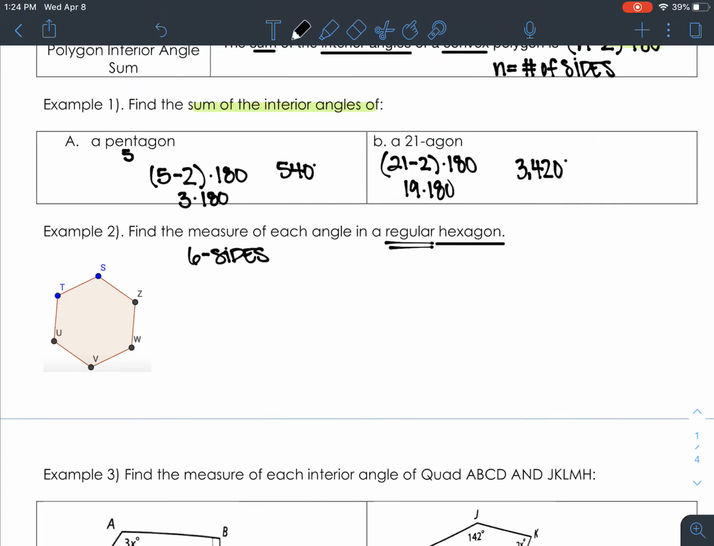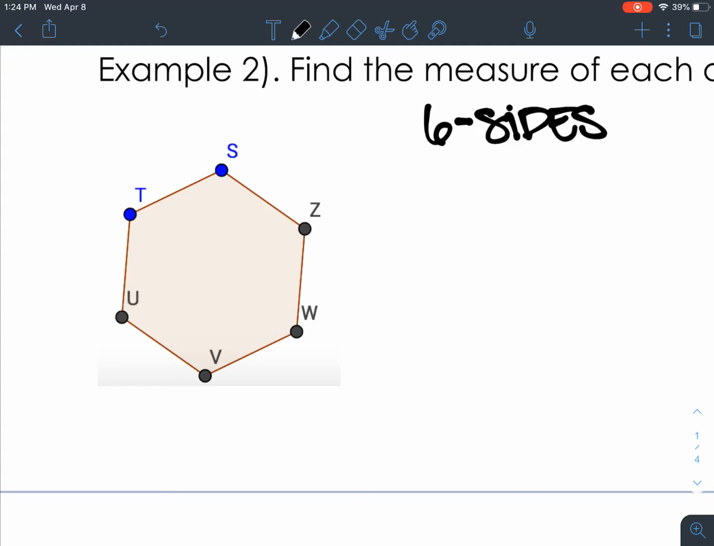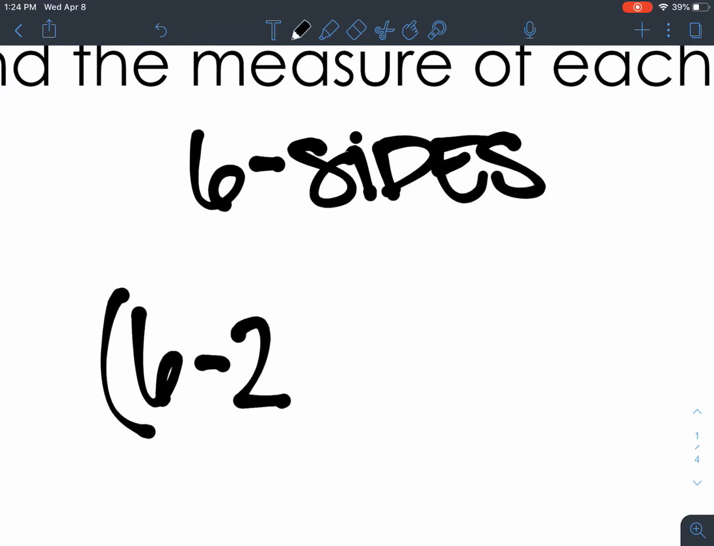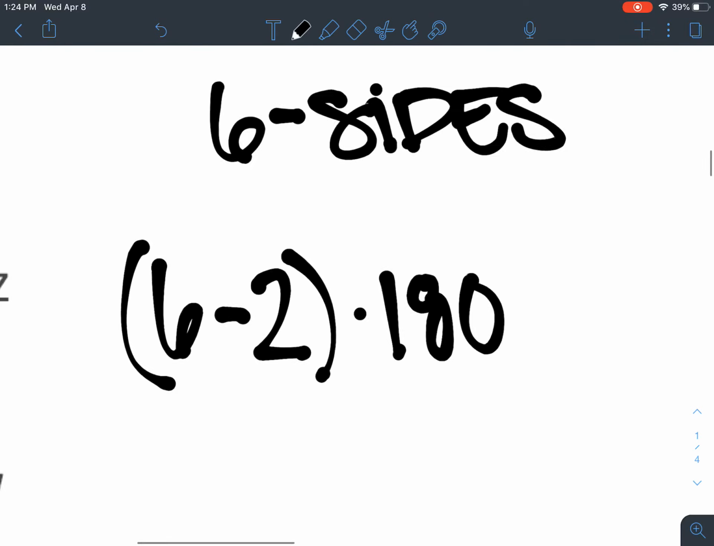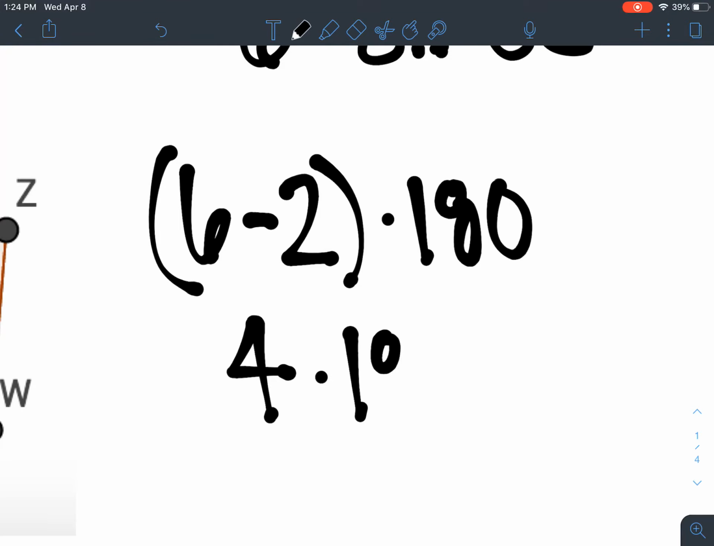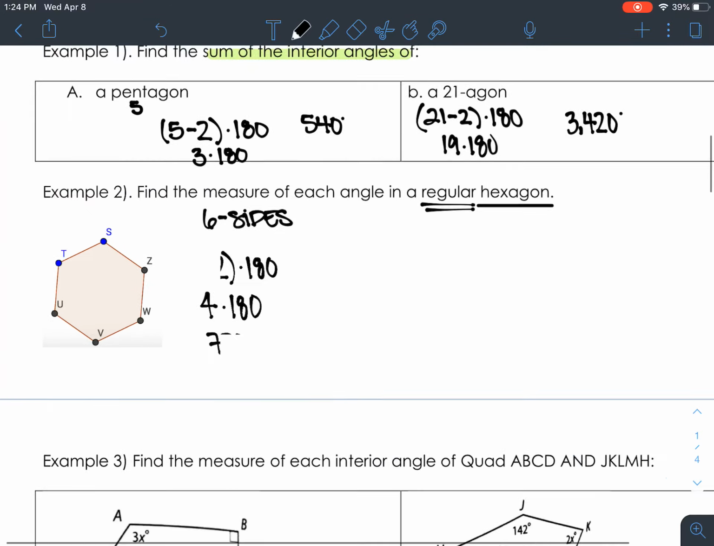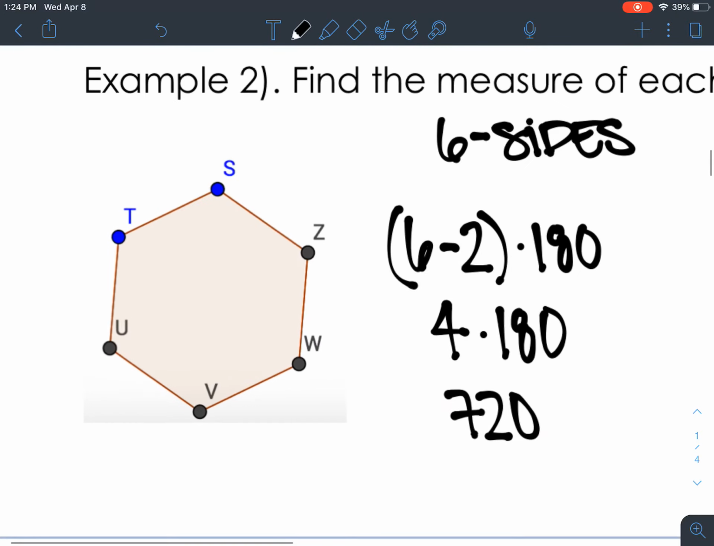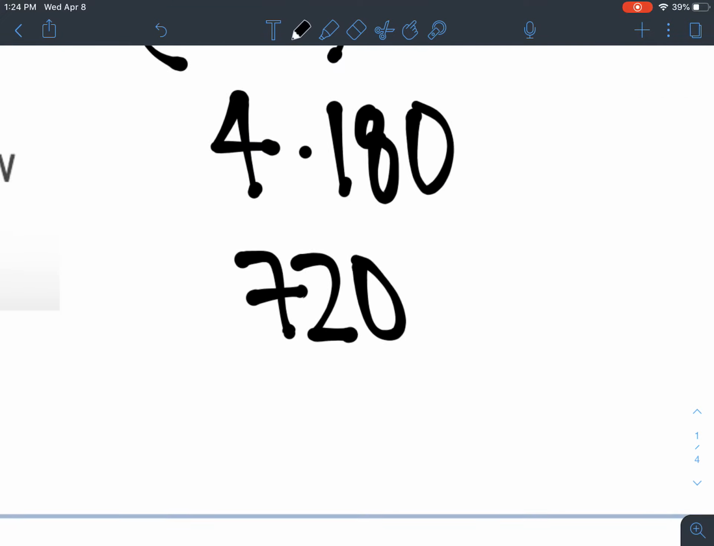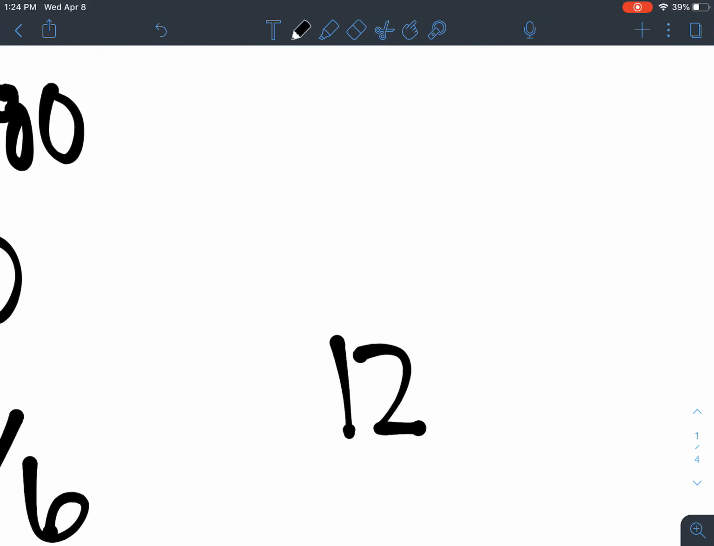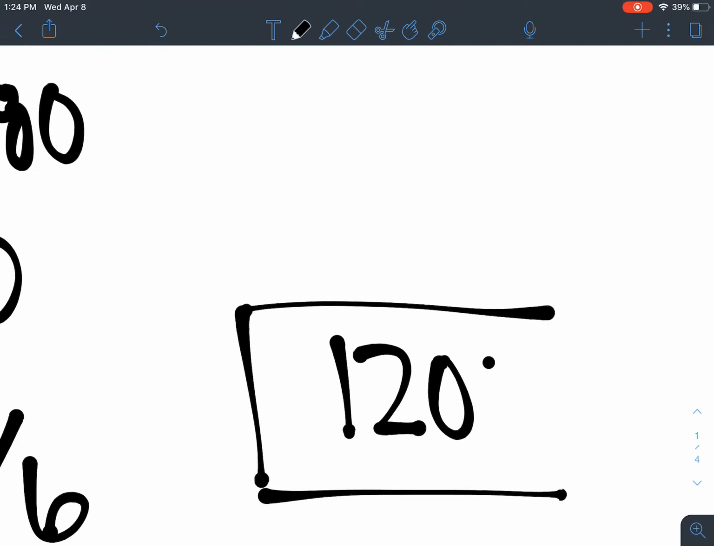So what we are going to do is find out what all of these angles have to add up to, but because all the angles have to be the same, we're going to divide it by 6. Using n minus 2 times 180, we're going to do 6 minus 2 times 180, which means we get 4 times 180, which gives us 720 degrees. So all 6 of those angles have to add up to 720, and all 6 have to be the same. So we divide that by 6, which means each of those angles within that regular hexagon has to equal 120 degrees.